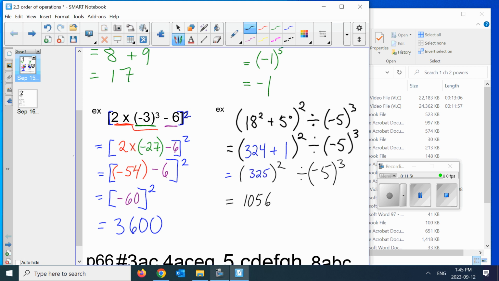Anybody verify it? I've got a division sign. Now, I'm outside the brackets. I can do the other exponent at this time. The negative 5 cubed I can do in my head. It's going to be negative. 5 times 5 is 25 times another 5 is 125. Correct? And it's negative. So negative 125, you said?